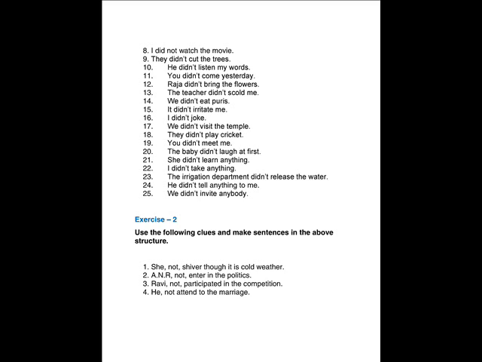So that is exercise number 1, and I'm sure you got the whole idea completely clear and very beautifully simple. Subject plus didn't plus V1 plus object. That is the beauty of the simple past negative statements. Now we can do another exercise in which we have to make the simple past negative statements through certain clue words. Now let's do the exercise to use the following clues and make sentences in the above structure.